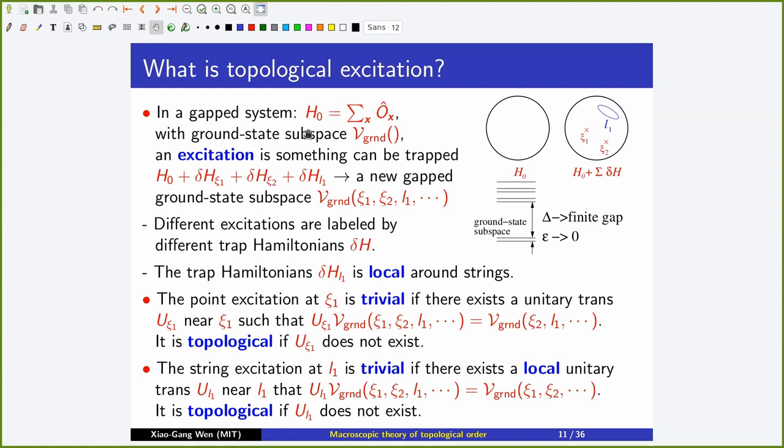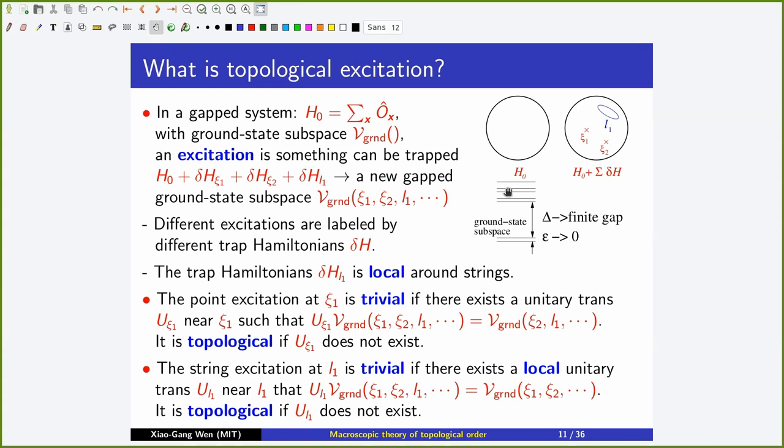Okay. And first, I have to limit myself to gapped systems, because the following definition does not work well for gapless systems. The quasi-particle in a gapless system is much trickier to define, while for gapped systems it's easier. So we'll do that. For a gapped system, we have a Hamiltonian and a ground subspace, and there's an energy gap above that. Then what is the excitation? You could say excitation is any wave function not in the ground subspace. You can define it that way. So anything here, or any superposition of these, would be an excitation.